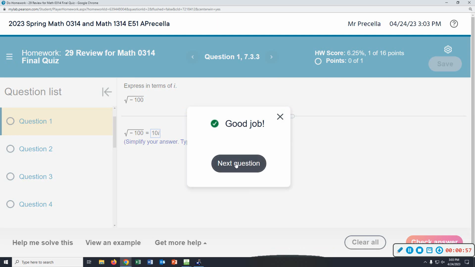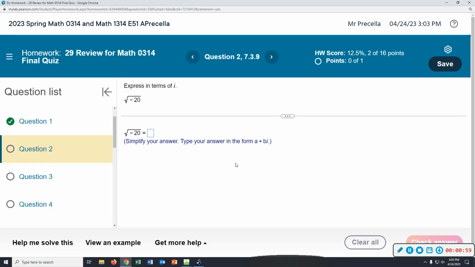That'll be easier to do the reviews. Number 2. So the square root of negative 20.